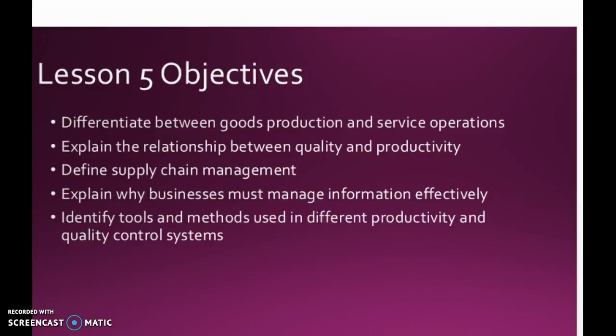After completing this lesson, you should be able to differentiate between goods production and service operations, explain the relationship between quality and productivity, define supply chain management, explain why businesses must manage information effectively, and identify tools and methods used in different productivity and quality control systems. This lesson will review why businesses must manage information effectively and identify the tools and methods used in different productivity and quality control systems.